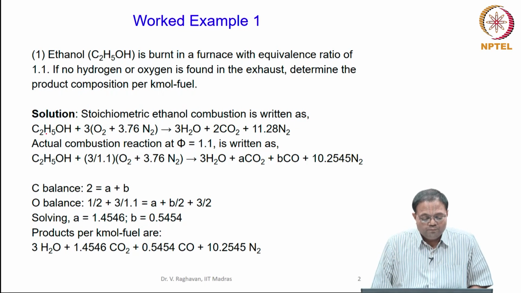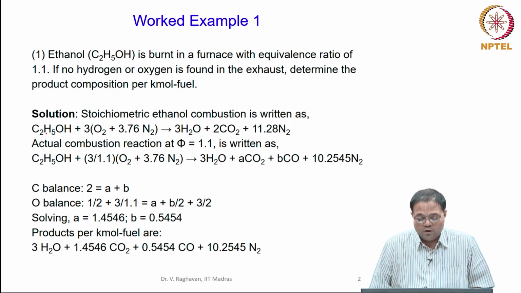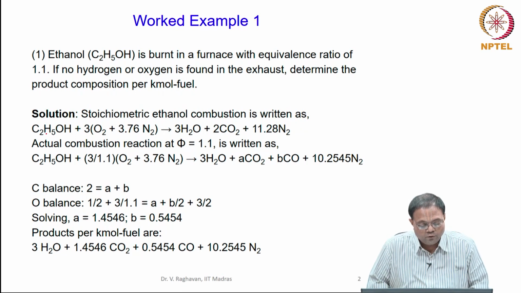So ethanol C2H5OH is burnt in a furnace with an equivalence ratio of 1.1. Okay, so it's rich. The reactant mixture is a rich mixture where less air is supplied. The condition given is, if no hydrogen or oxygen is found in the exhaust, determine the product composition per kilomole of fuel. Okay, so that is the problem.